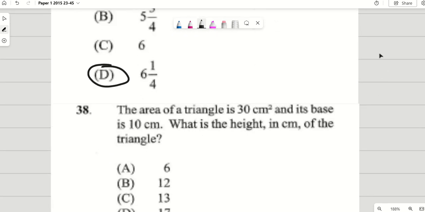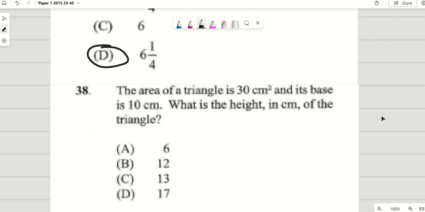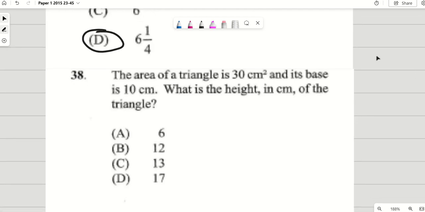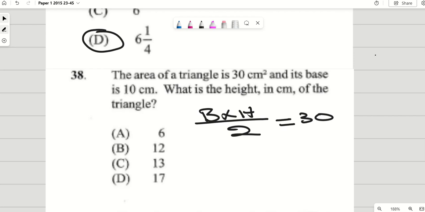The area of a triangle is 30 centimeters squared. This is a question that's repeated several times, and its base is 10. What is the height? We know that the area of a triangle is base times height all over 2. They're telling you that this is 30, and your base is 10. So 10 multiplied by height over 2 is equal to 30.